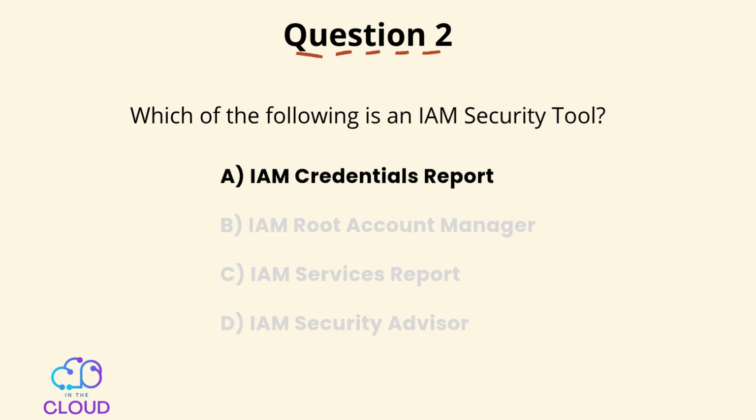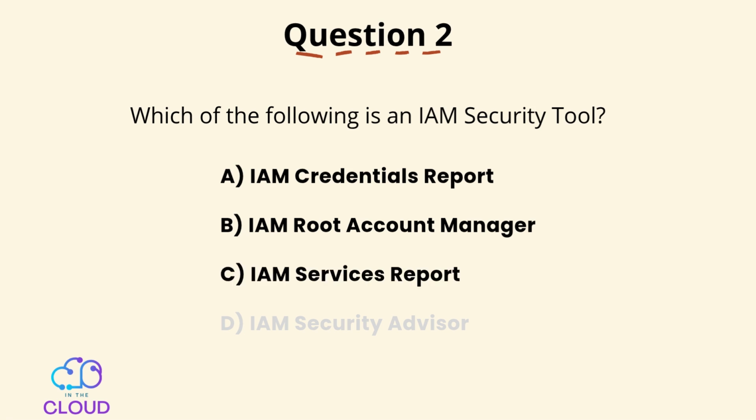A. IAM credentials report. It's a report that lists all your accounts, users, and the status of their various credentials. It operates at account level. B. IAM root account manager. There is no such AWS service. C. IAM services report. This tool doesn't exist in AWS. D. IAM security advisor. This service doesn't exist.